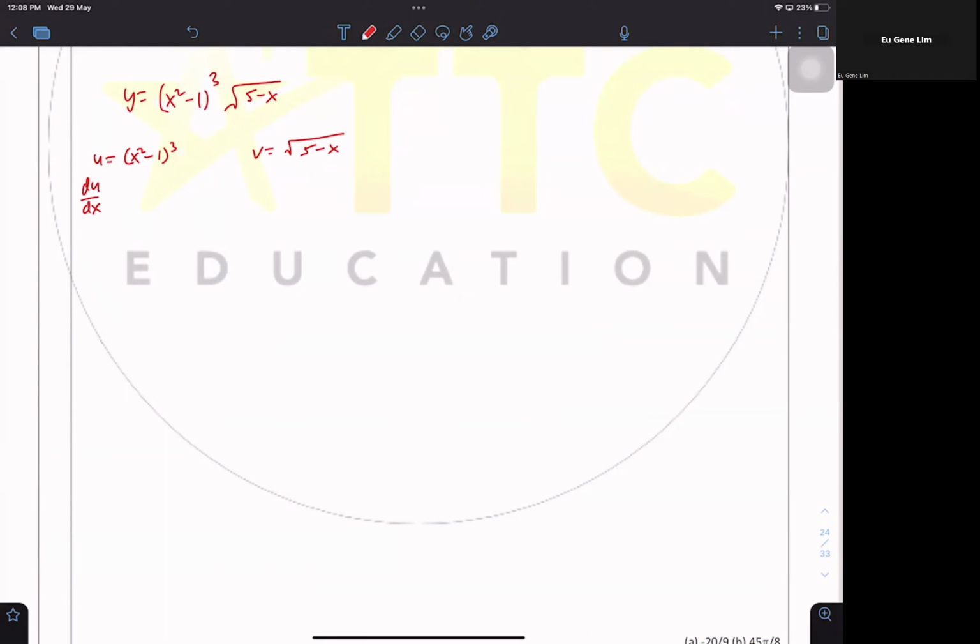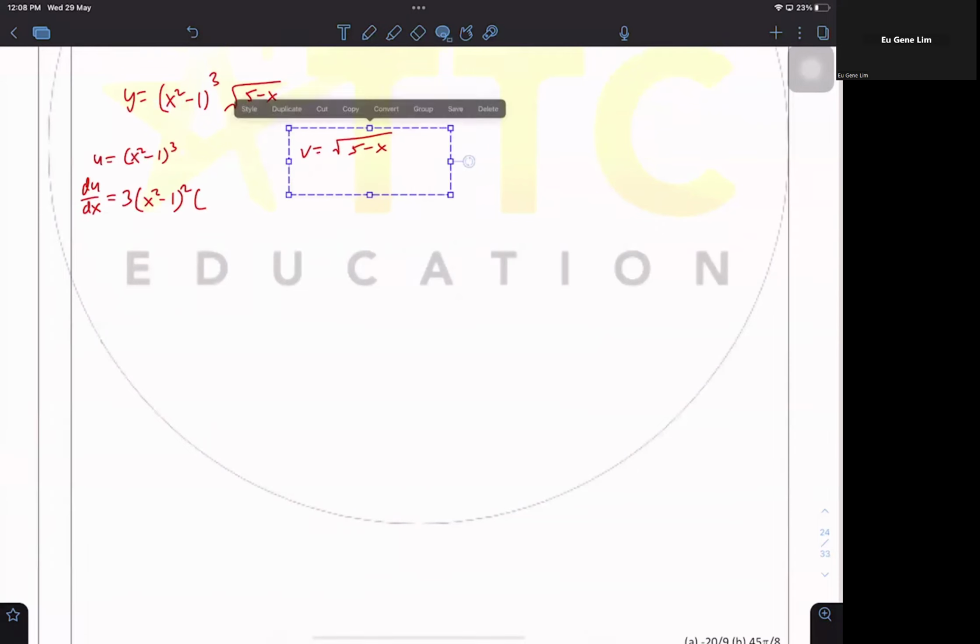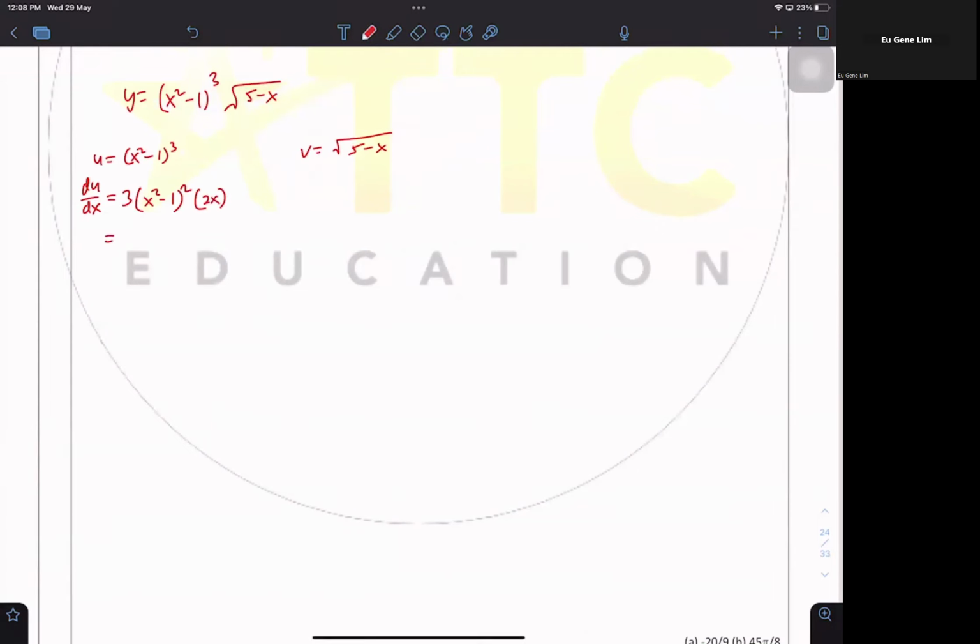Chain rule. Power times in front, power minus one, which is two. Then you differentiate the inside. If you differentiate the inside, you will get 2x, isn't it? 2x times 3 is 6x. Yeah, this one no problem.